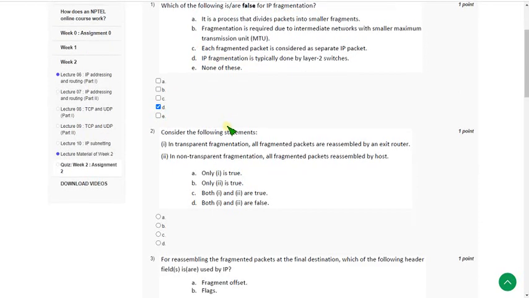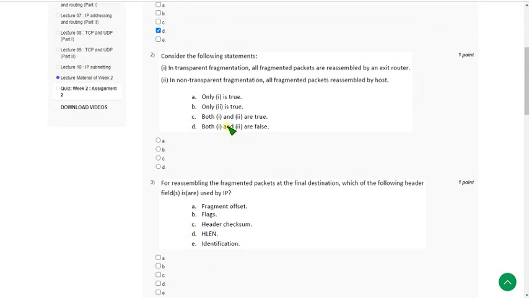Moving on to the second one. Consider the following statements. In transparent fragmentation, all fragmented packets are reassembled at an exit router. And for second statement, in non-transparent fragmentation, all fragmented packets are reassembled by host. So for second question, both the statements are true. So option C is the correct answer.